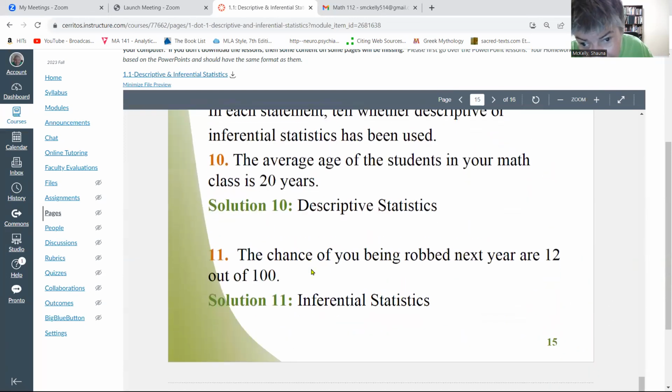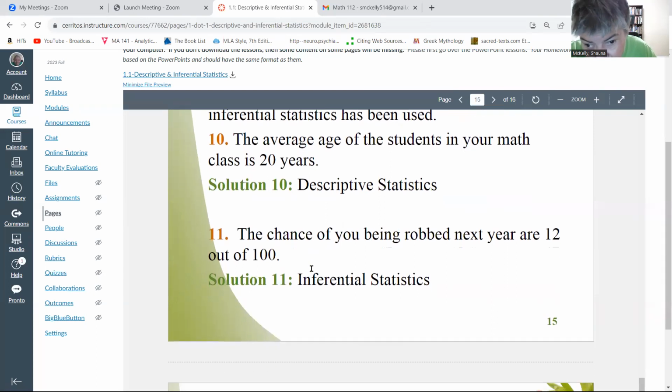Here's an example of an inferential statistic. The chance of you being robbed next year is 12 out of 100. That's making a sort of prediction or creating a statement. There's a chance that I'm going to be robbed, right? It's not telling me how many people or what percentage of people were actually robbed. It's saying you could be. So it's an inference. It's drawing a conclusion about something.